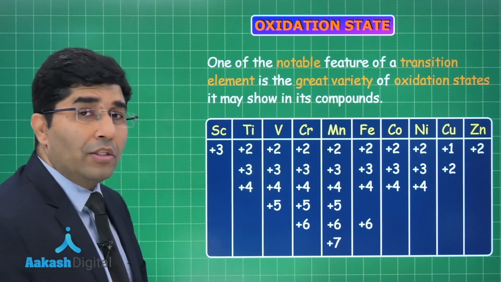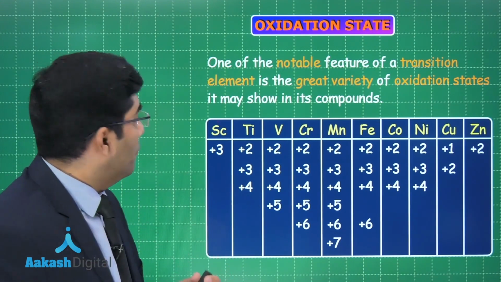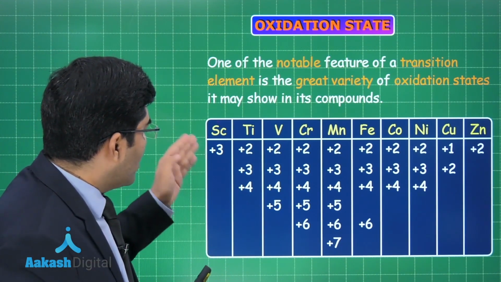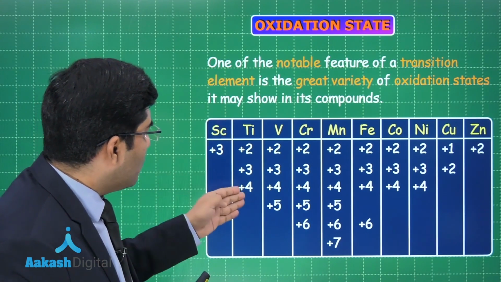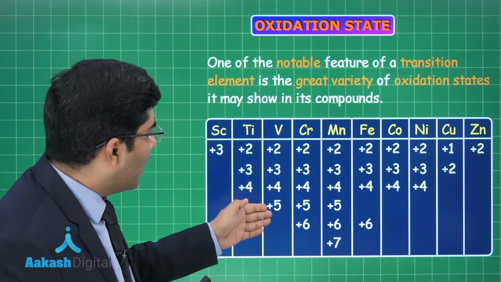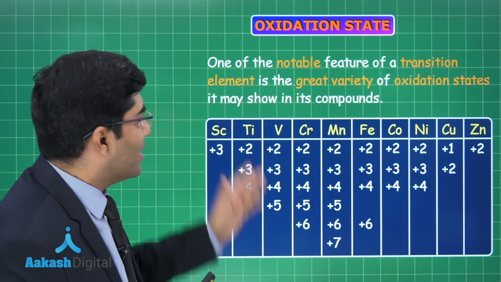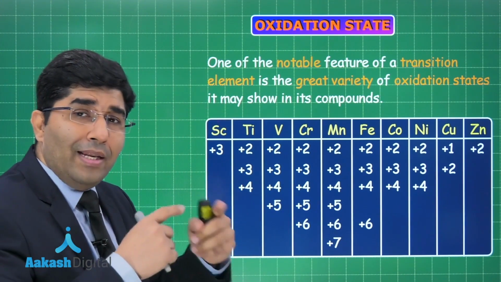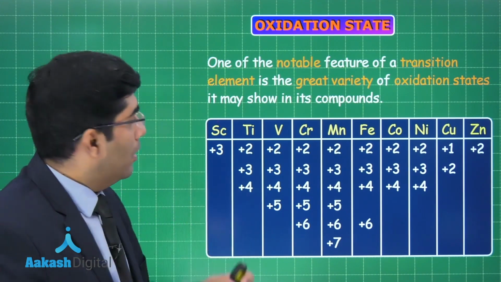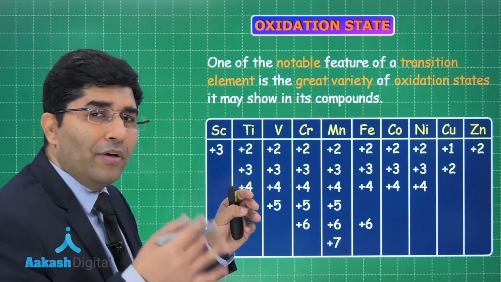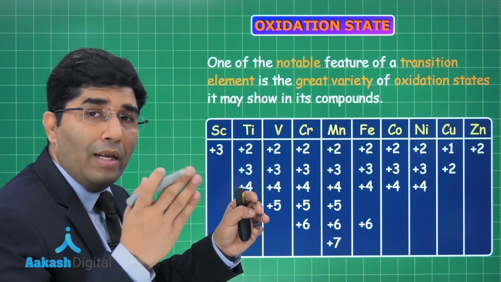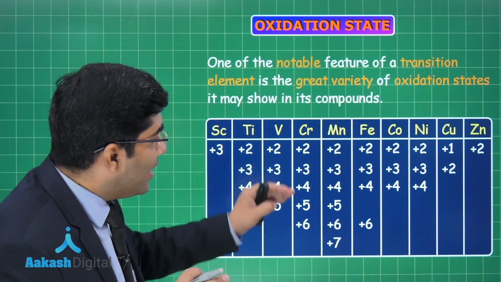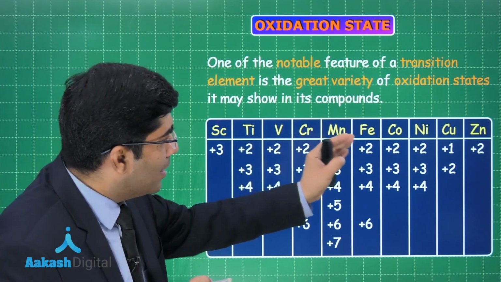Scandium has +3, there is no +2 for scandium. Titanium is +2, +3, +4. Vanadium again is up to +5. Chromium up to +6. Manganese up to +7. Right? And when the pairing starts in the d subshell, then it is difficult to eject the electron. That's why the highest oxidation state is decreasing.